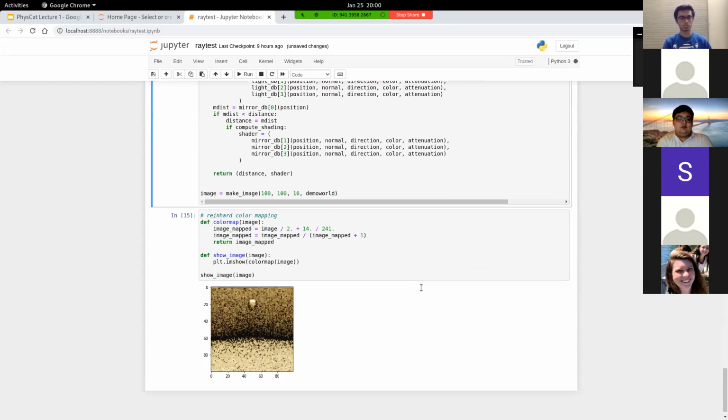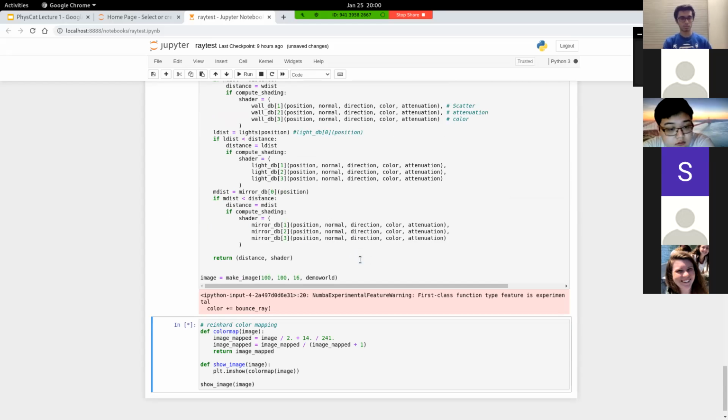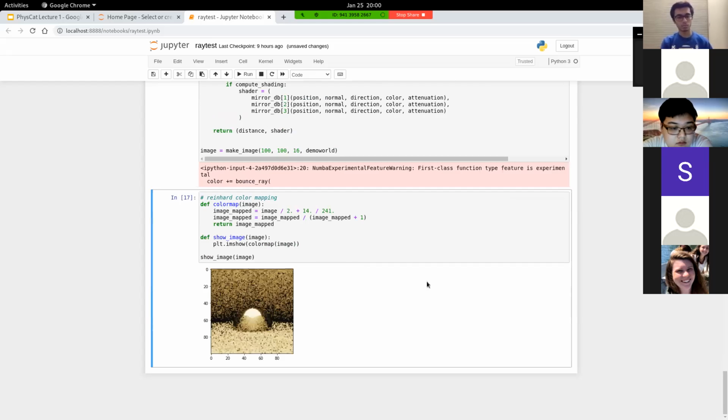And this still works because we have done our best to be aware of all of the abstraction barriers, right? So for example, this is a sphere intersecting with the ground and it still works. And yeah, we're out of time.